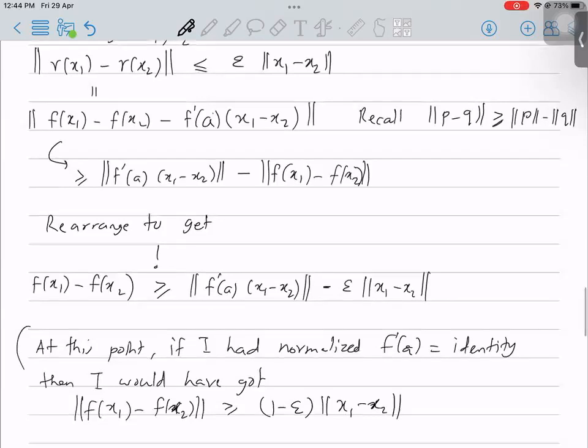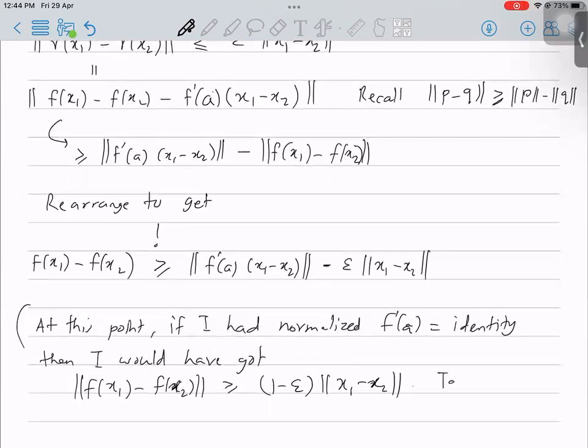And now I can say, taking epsilon to be anything less than 1 gives me injectivity. Right? Just notice, this says that whenever x1 and x2 are different, then the right hand side is a strictly positive number. And the norm of f of x1 minus f of x2 is greater than or equal to this positive number. So those two things cannot be equal.